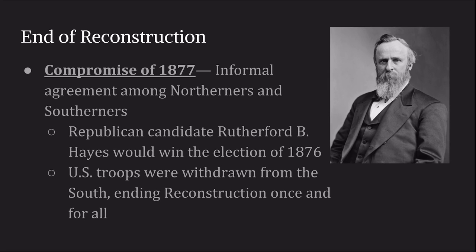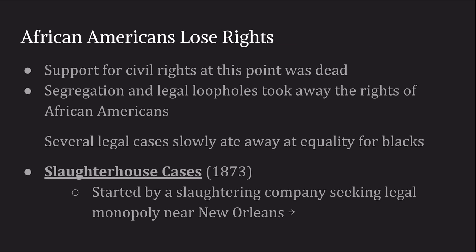The end of Reconstruction: the Compromise of 1877 was an informal agreement among Northerners and Southerners. Southerners would allow Rutherford B. Hayes to become president, but the U.S. withdrew all the troops from the South, and it ended Reconstruction once and for all. For African Americans, the spirit was lost at this point, and support for civil rights was dead.